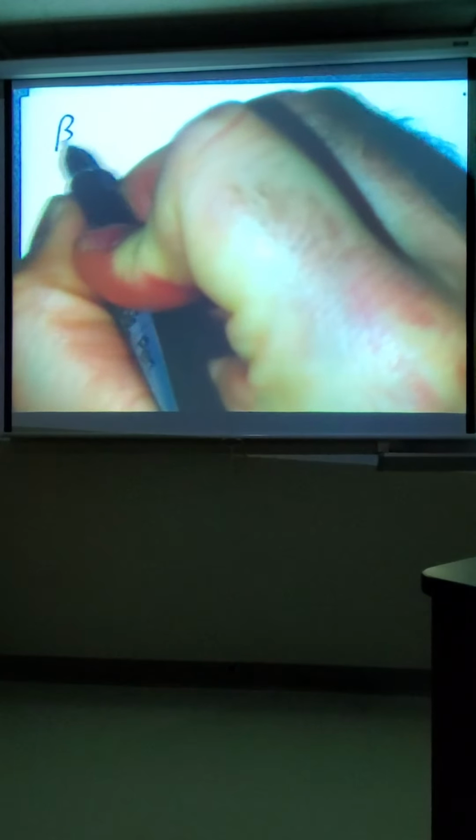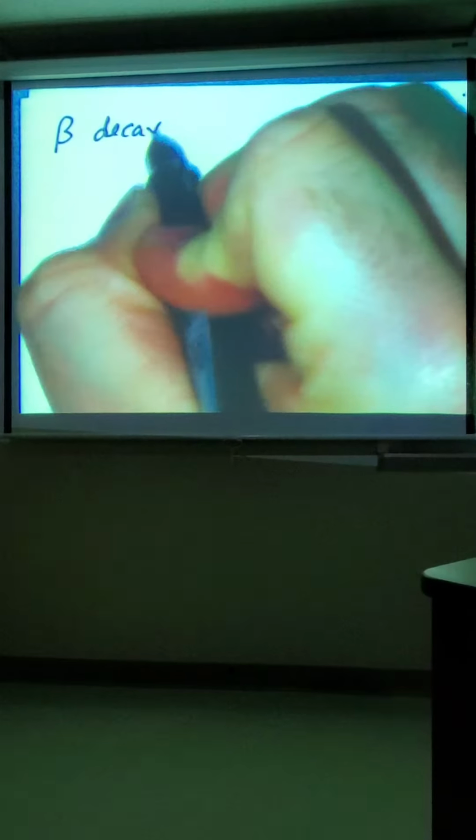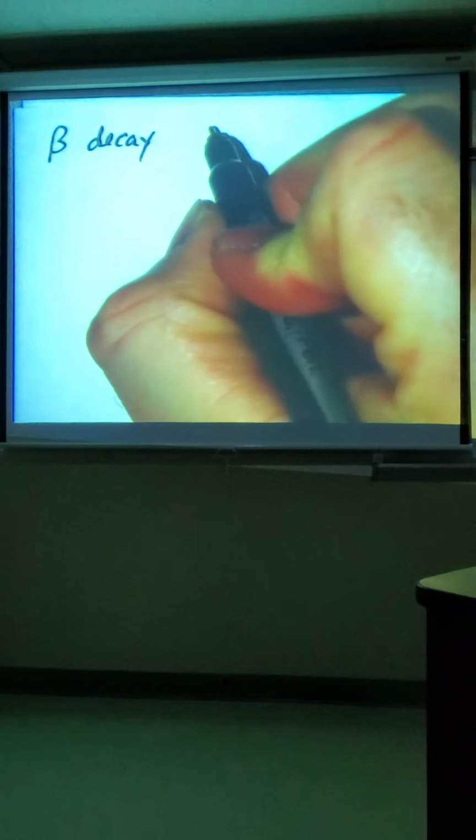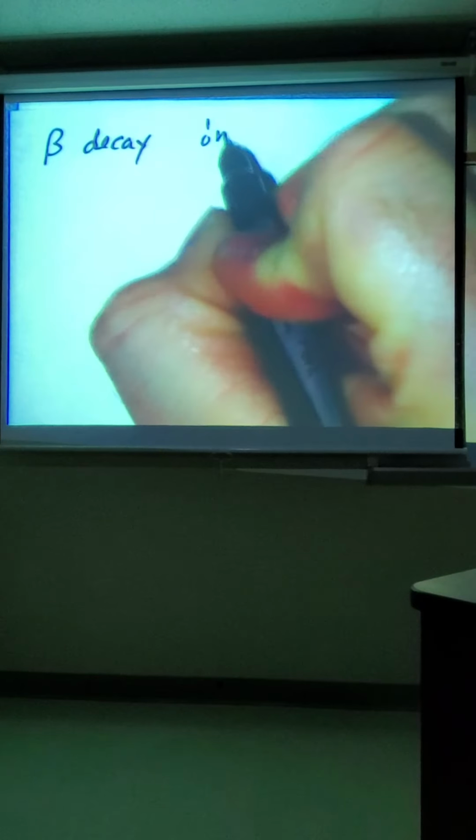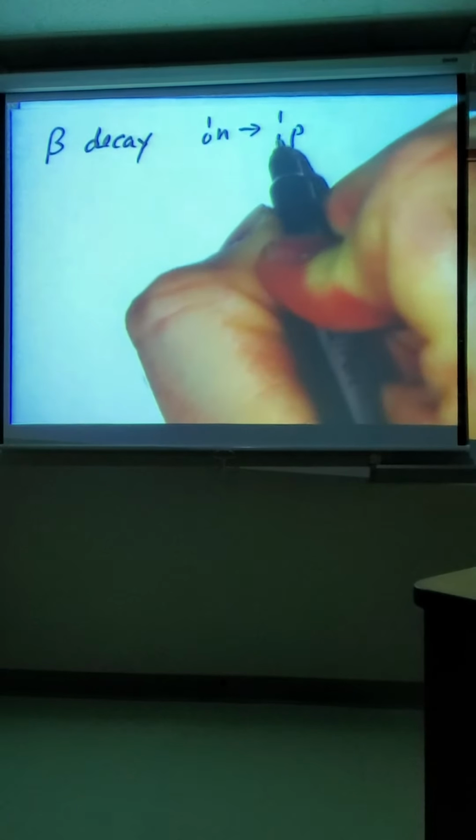First one we're going to talk about is beta. Remember, beta is an electron. So when we do beta decay, what we're looking for is a neutron to become a proton. So we have a neutron and it becomes a proton.